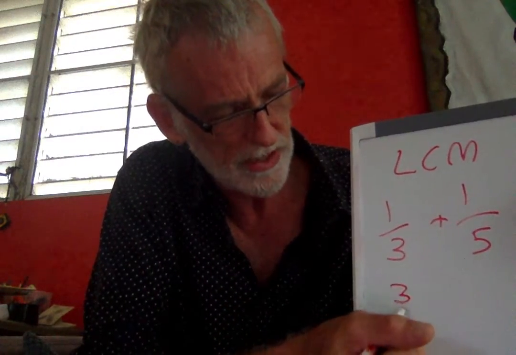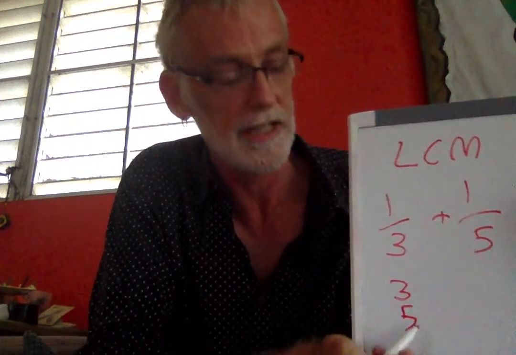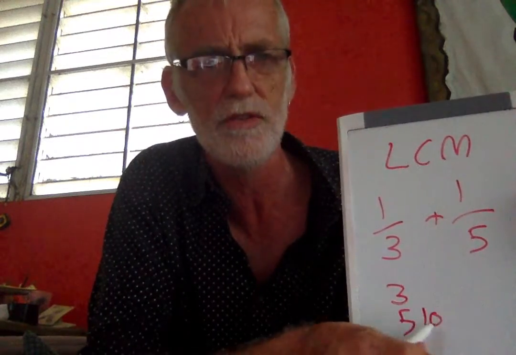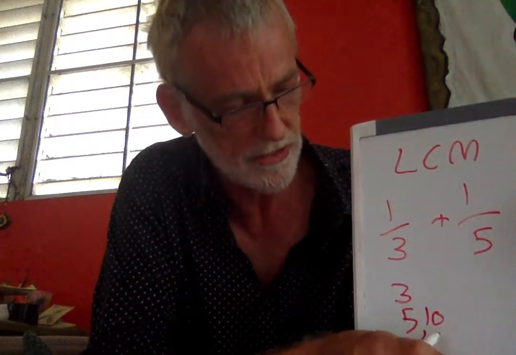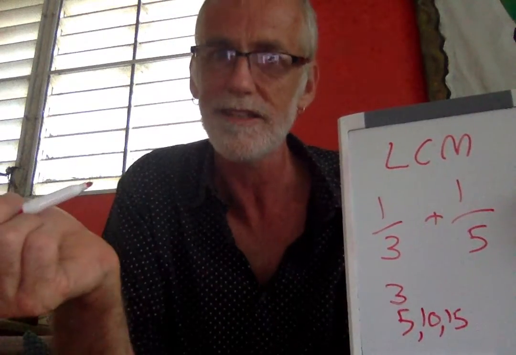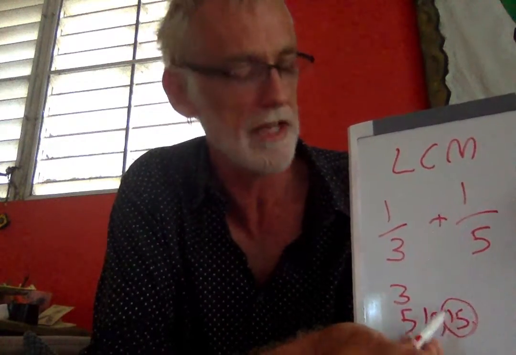So, how do we do that? The way that we've been doing it is you write down these two numbers here. Can 3 go into 5? No, it cannot. Go to the next multiple of 5. 5 times 2 is 10. Can 3 go into 10? No, it cannot. Go to the next one. 15. Can 3 go into 15? Why, yes, it can. So therefore, 15 is our least common multiple. It's the first one we got to.